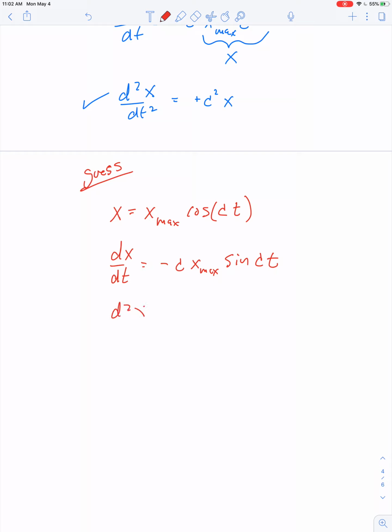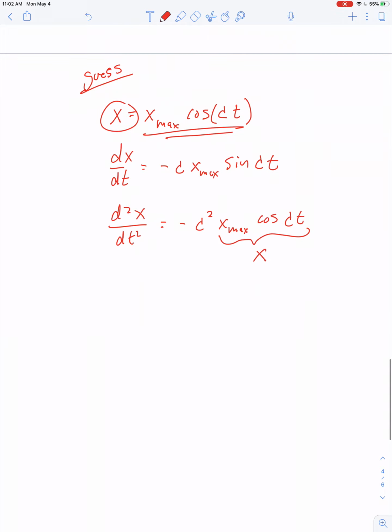And what if we take the second derivative? Well, I think we're onto something here. Now we're going to get negative c squared x max cosine constant times time. And all of this is just x. Hey, we did it. The second derivative of position with respect to time would be equal to negative some constant times x.